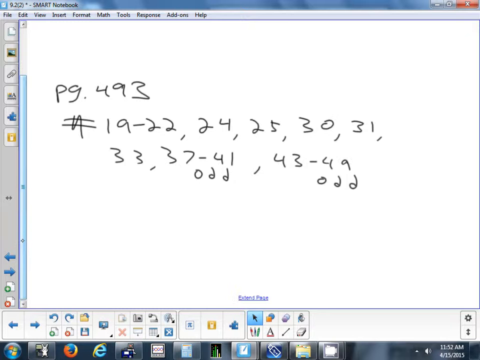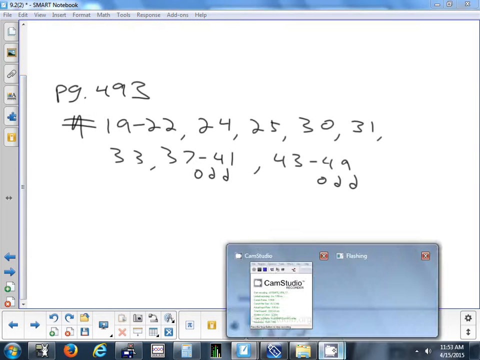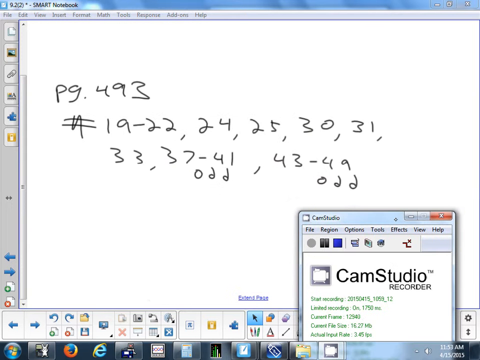All right, so the homework, it's on page 493. There is a decent amount of sketching to do, so if you have a calculator handy, you probably need that for the homework. But I'd like you to try 19 to 22, 24, 25, 30, and 31. And then 33, 37 to 41, just odd. And 43 to 49, just the odds. Okay, so we'll take a look at that tomorrow. And that finishes up everything that we're going to do with parametric and polar.